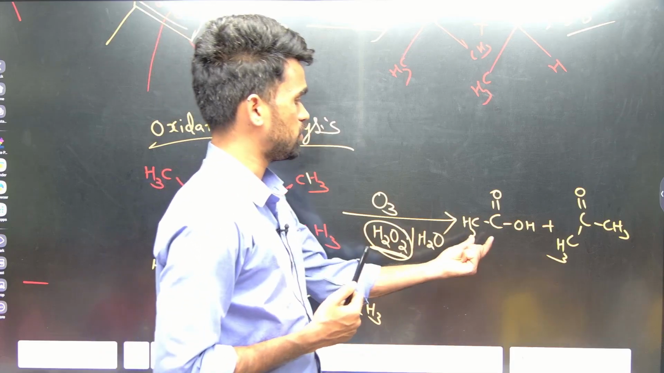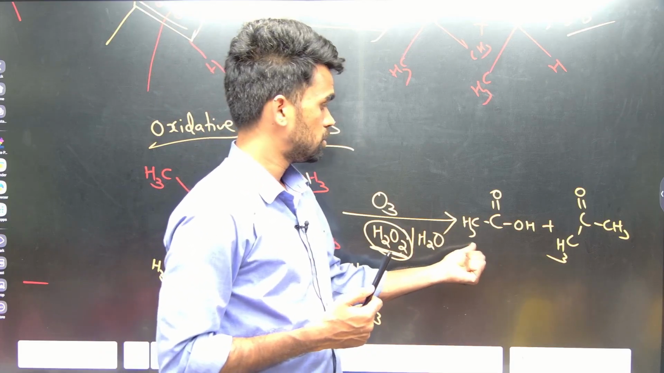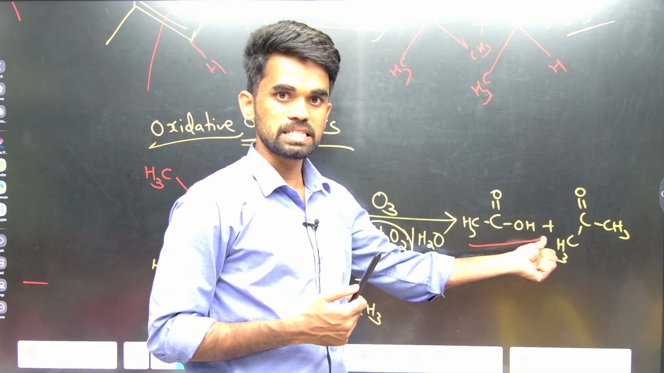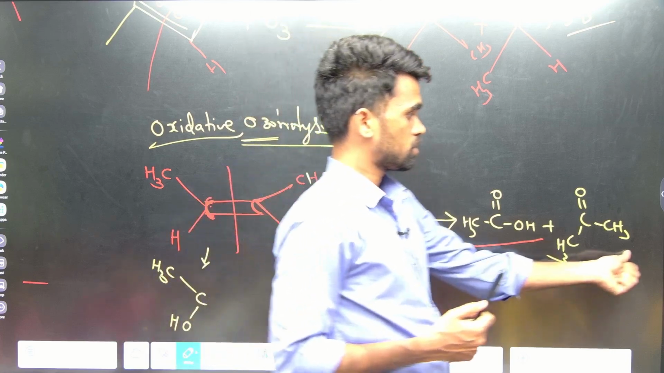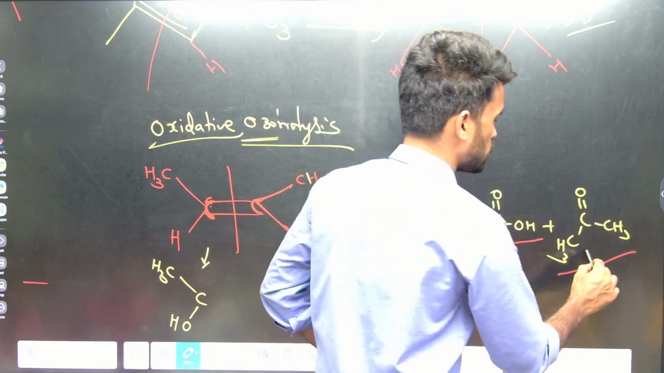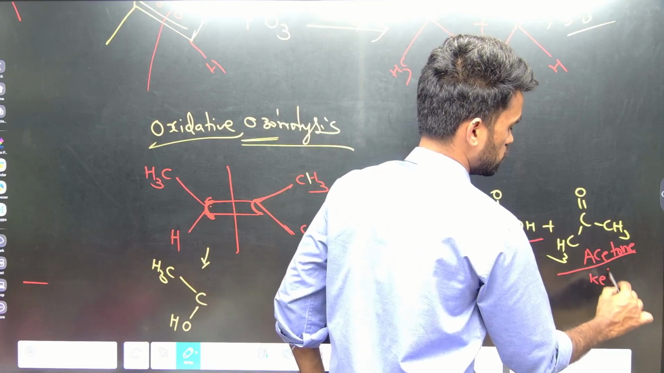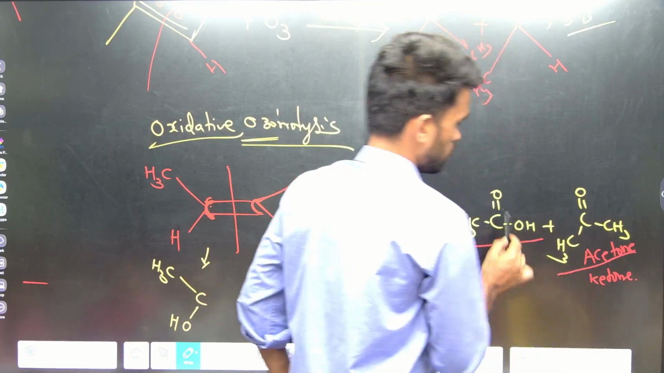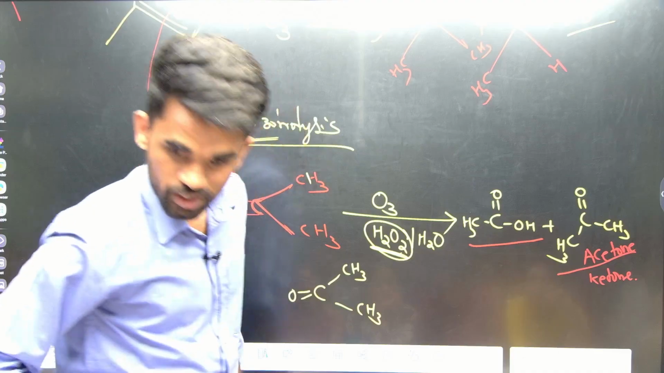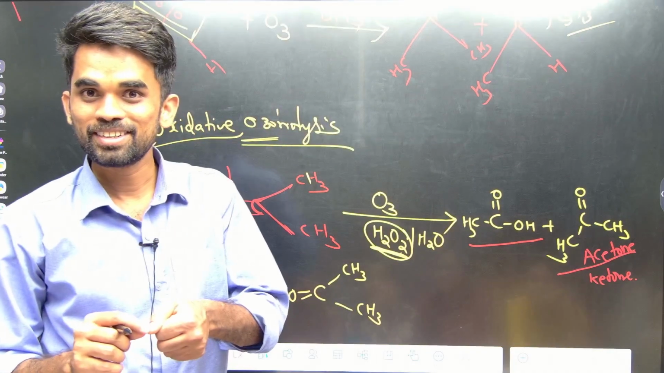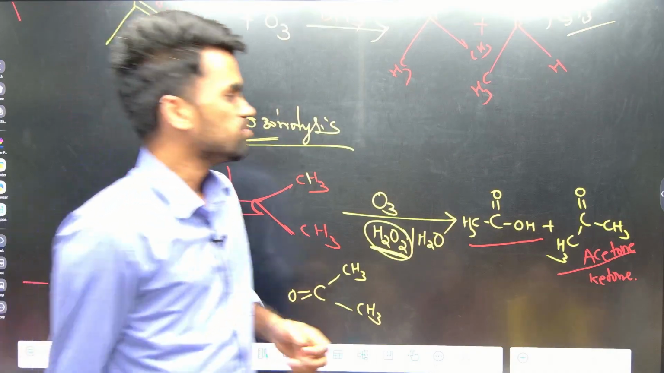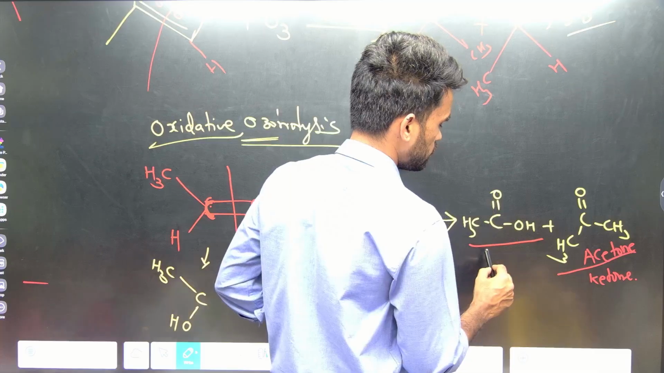Now what is the name of this product? Acetic acid, a carboxylic acid. What about this? This is called acetone, an example of a ketone. Where do you use this acetone? You put it on nail polish for removal. Okay, next this one, vinegar.